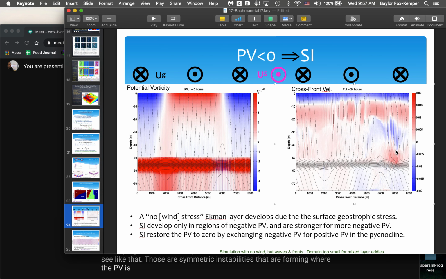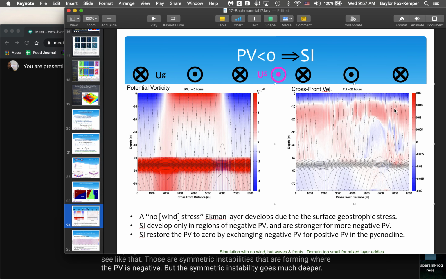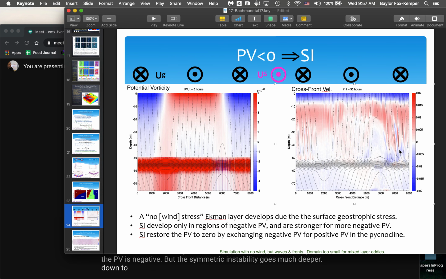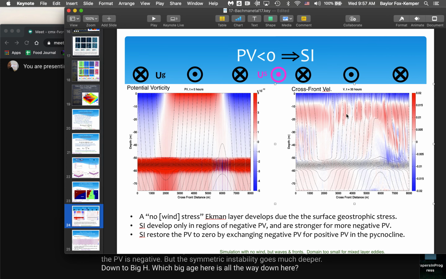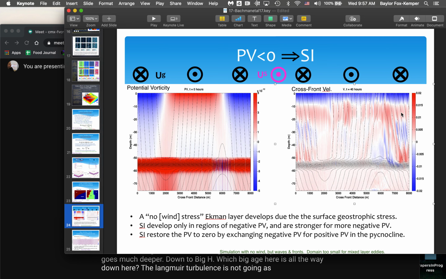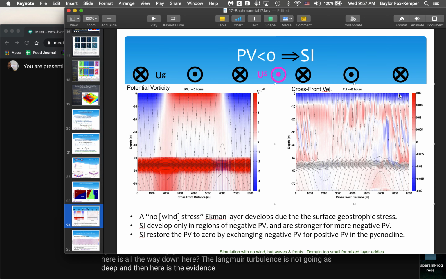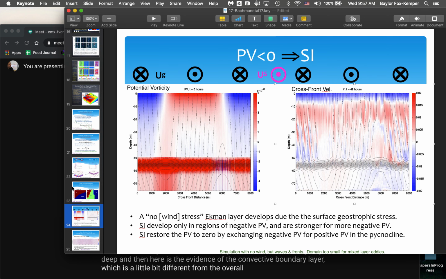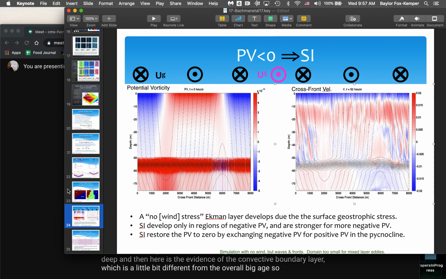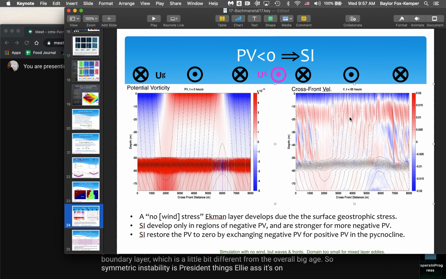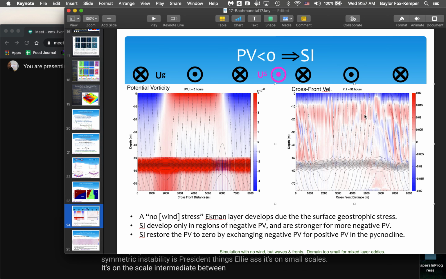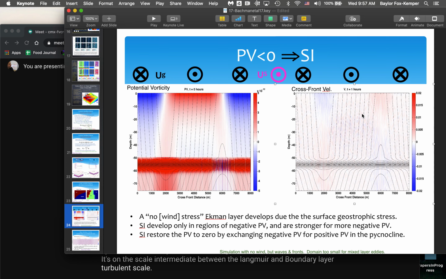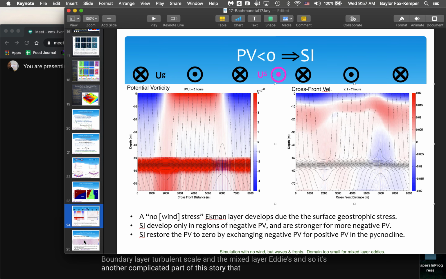So the symmetric instability goes much deeper down to big H, which big H here is all the way down here. The Langmuir turbulence is not going as deep. And then here is the evidence of the convective boundary layer, which is a little bit different from the overall big H. So symmetric instability is present in these LES. It's on small scales, on a scale intermediate between the Langmuir and boundary layer turbulence scale and the mixed layer eddies. And so it's another complicated part of this story that we need to keep track of.